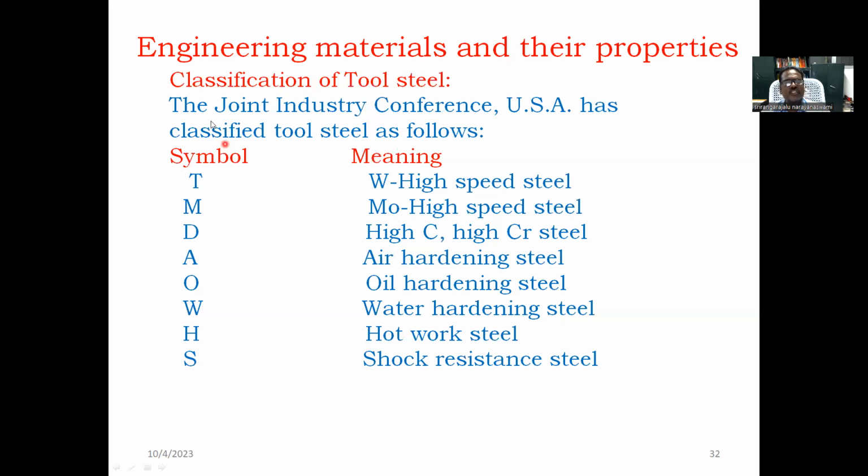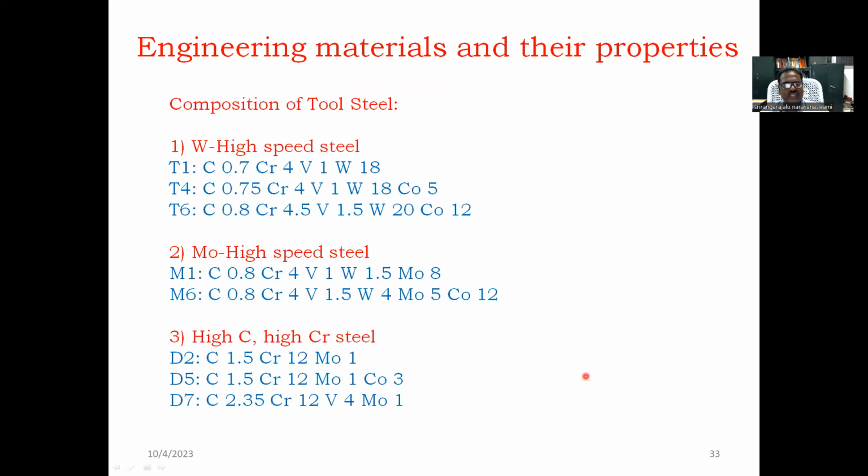Classification of tool steel: the Joint Industry Conference USA has classified tool steel as follows. Symbol T is tungsten high speed steel. M, molybdenum high speed steel. D, high carbon high chromium steel. A, air hardened steel. O, oil hardened steel. W, water hardened steel. H, hot work steel. S, shock resistant steel. Like that, they have classified it.